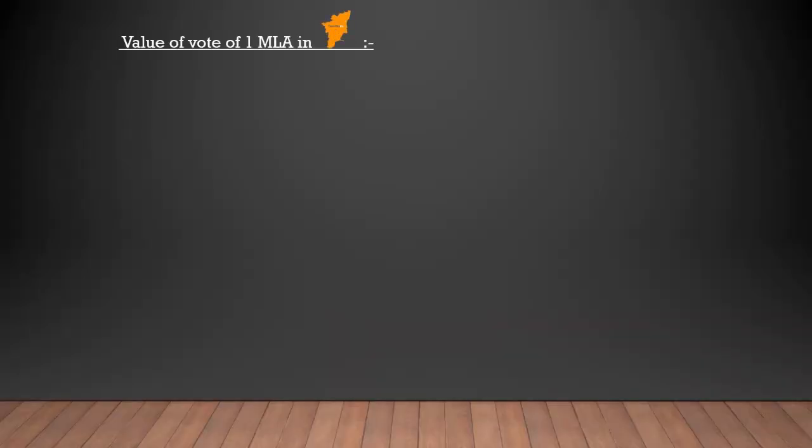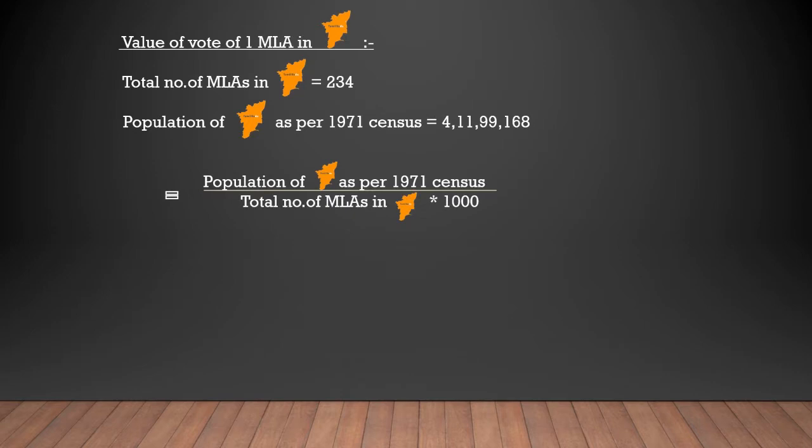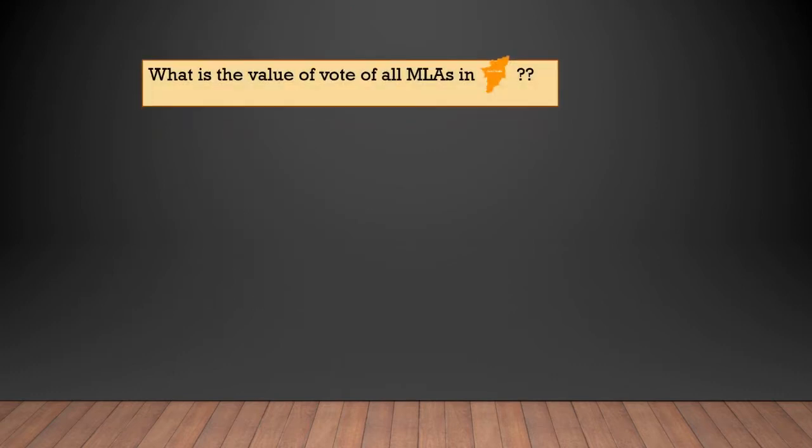To find the value of vote of one MLA in Tamil Nadu, I need the total number of MLAs in Tamil Nadu, which is 234, and the population of Tamil Nadu as per 1971 census, which is equal to 4 crore 11 lakh 99,168. Now, the value of vote of one MLA in Tamil Nadu is equal to the population of Tamil Nadu as per 1971 census divided by total number of MLAs in Tamil Nadu into 1000, which is 176.